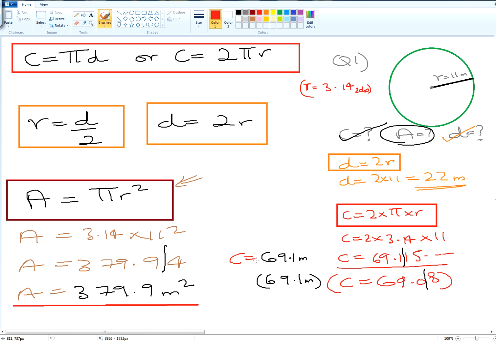So the circumference equals that. So 3 answers: 1, 2, 3. Okay, are we happy with those 3? Yeah.